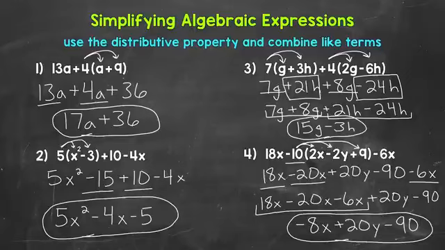So there's how to simplify algebraic expressions by combining like terms and using the distributive property.